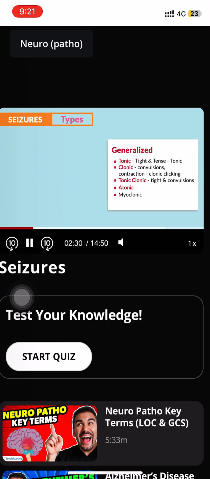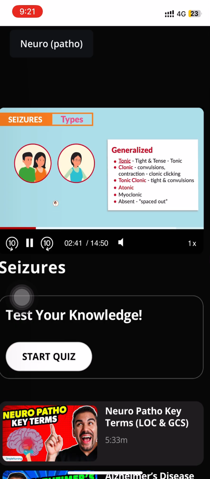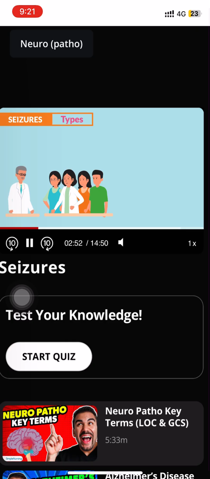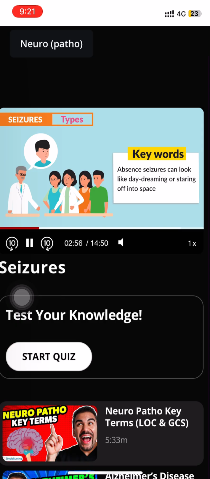And then lastly, we have an absent seizure, where the clients typically space out, kind of seen as daydreaming. Now, it's commonly mistaken for not paying attention. So some parents and teachers and even healthcare workers will not recognize this as the subtle signs of an absent seizure, just thinking the child's not paying attention. So we need to educate the parents as well as the other hospital staff on the key words that absent seizures can look like, keyword, daydreaming or staring off into space.